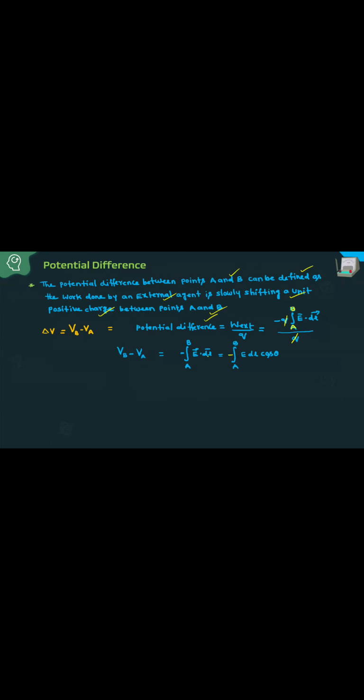This is E bar into dl. We can also write E dl cos theta, where theta is the angle between E bar and dl. This is the potential difference: VB minus VA. See the difference between the potential and potential difference. Both are work done per unit charge. For the movement of the charge from infinity to some observer point, that is potential. Potential difference is nothing but moving the charge between 2 points.